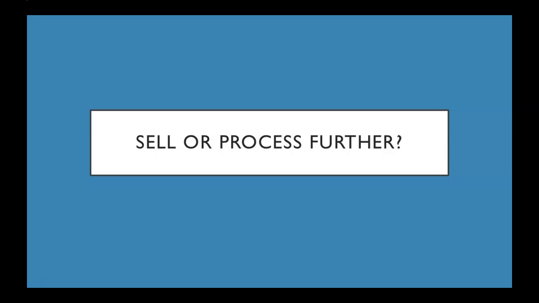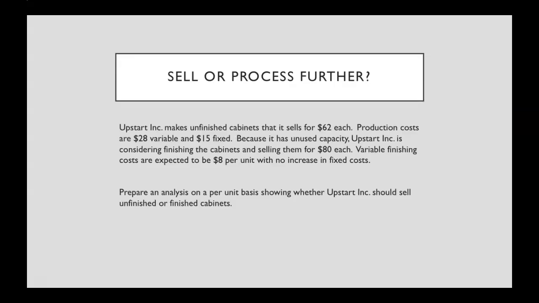We're going to look at an example problem where we make the decision to either sell the unit now or process it further. So the problem says Upstart Inc. makes unfinished cabinets that it sells for $62 each. Production costs are $28 of variable costs and $15 of fixed costs.